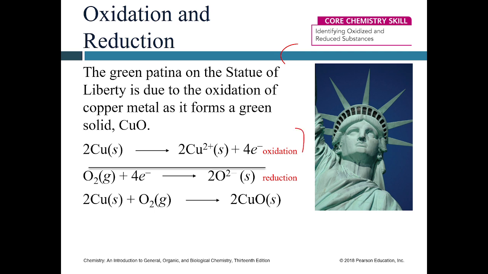Okay, so this reaction is actually the copper reacting with oxygen. And that's what's forming the copper oxide, which is that green color stuff here, okay? And that's an oxidation reduction reaction. Specifically, the copper is losing electrons, being oxidized, and the oxygen is gaining electrons, being reduced.